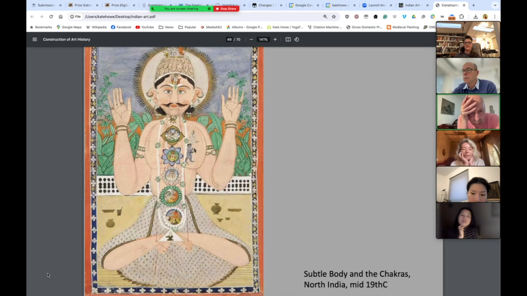Next. This is what's called the subtle body and the chakras. So there's seven main chakras, and they're sort of centers of energy and of consciousness. So consciousness is bodily as much as a mental ideation. And Kundalini yoga is the development of the synchronicity between the cosmic centers. So it's the interface between the body and the world.